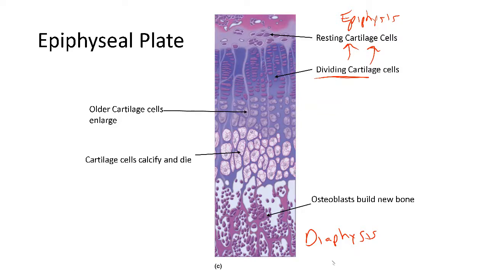After the cells have divided, they start to age, and you see where it says older enlarging cells. Some books will use the word hypertrophy, meaning they get larger, and then as they get larger, they calcify and they die again. This is planned so that the osteoblasts at the end of the diaphysis can start to build in new bone. So the diaphysis is also growing in the direction of the epiphysis outwards by putting new osteoblasts on the end of the bone, and then in the middle are the dividing cartilage cells.